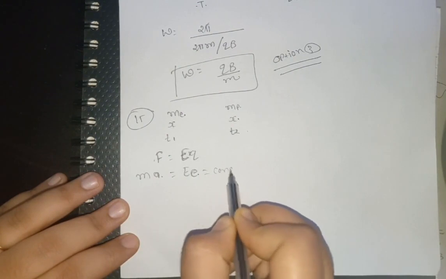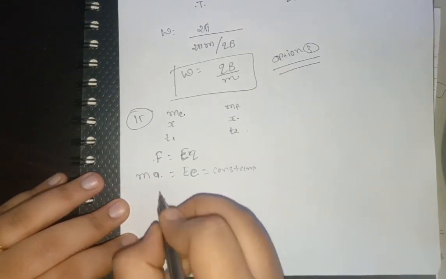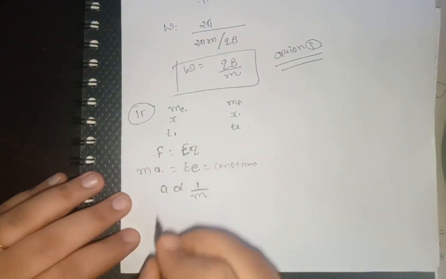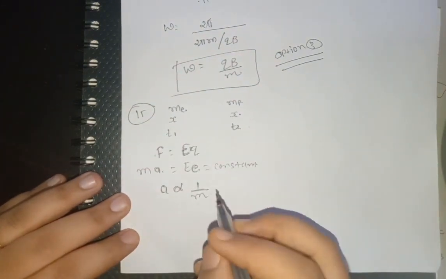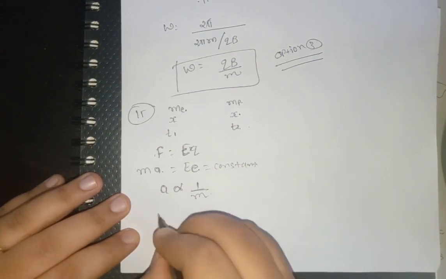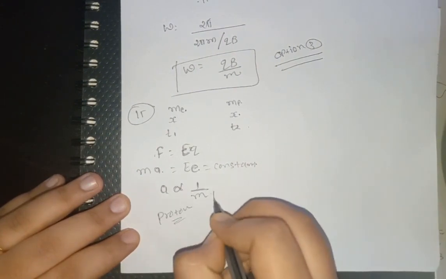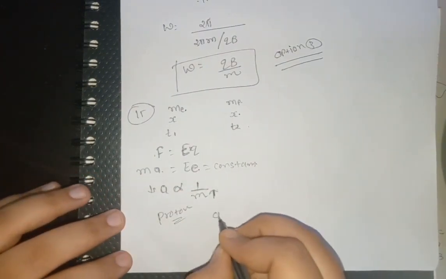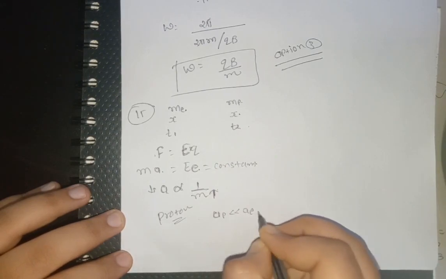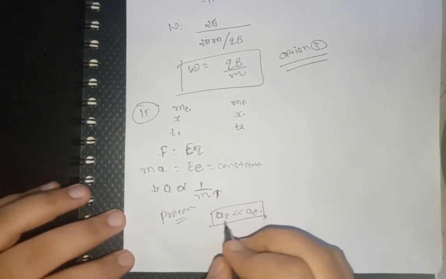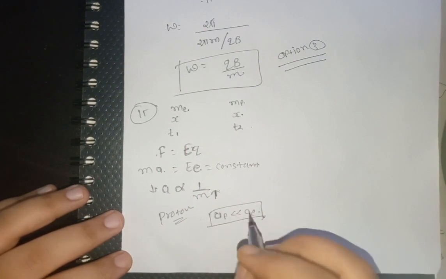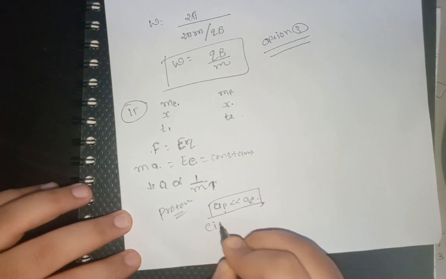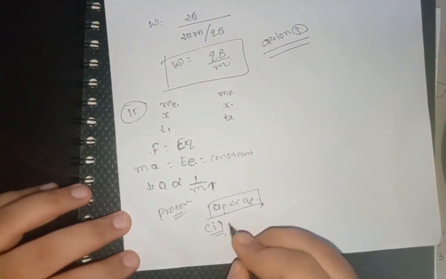As this is constant, we can say acceleration is inversely proportional to mass. So we know that the mass of proton is more, so its acceleration will be less. So the acceleration of proton is very much less than the acceleration of electron, or the acceleration of electron is very much greater than the acceleration of proton. So according to that, the first statement is correct.